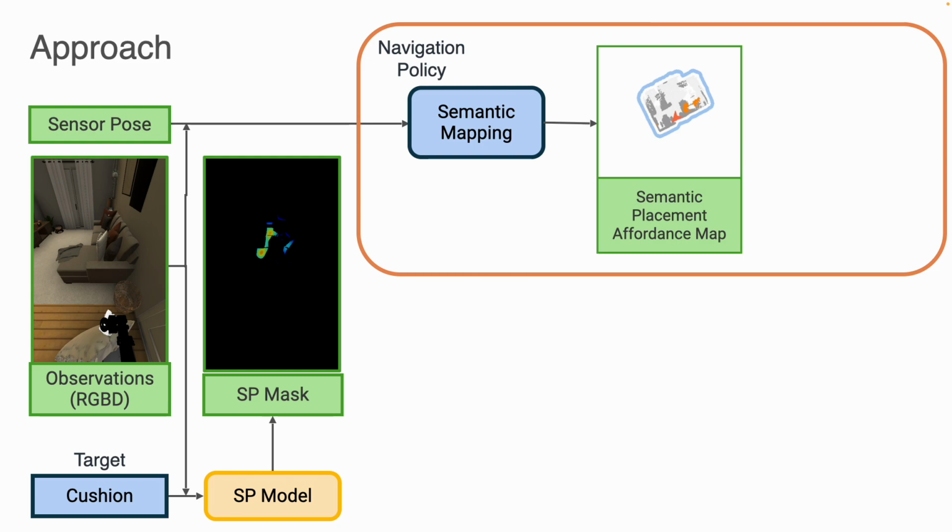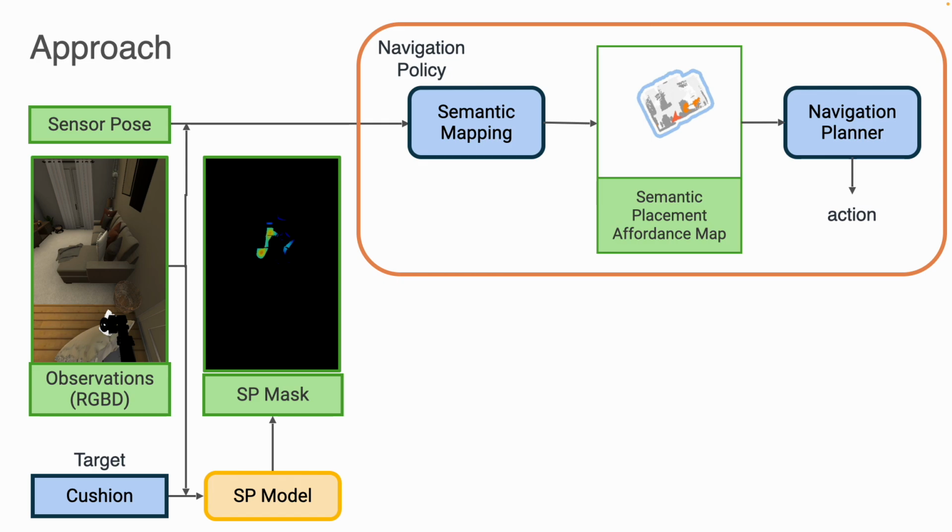Our ESP policy solves the task in 2 stages. First, we leverage frontier exploration and semantic placement masks to build a semantic placement guided affordance map of the environment. Once the agent has explored the environment to a sufficient degree, we use a fast marching based navigation planner to go to the closest placement location indicated by the map.